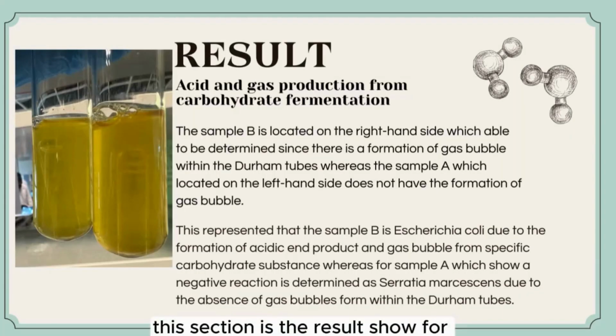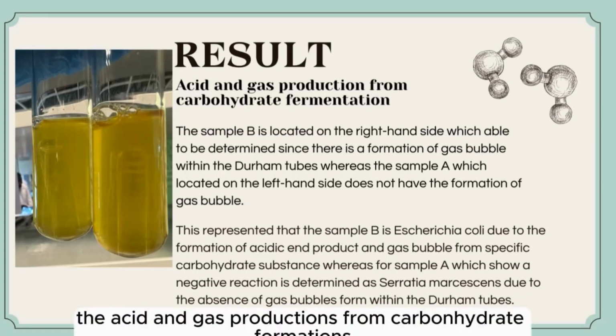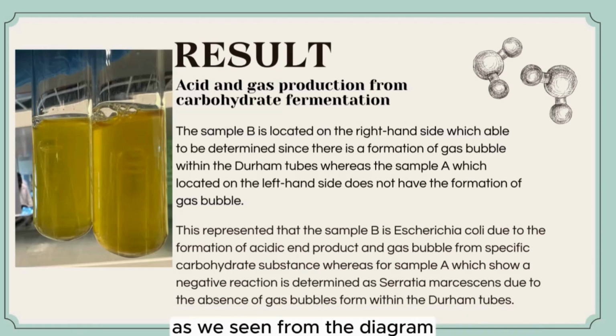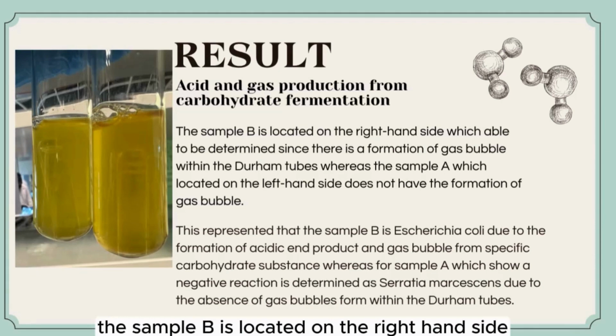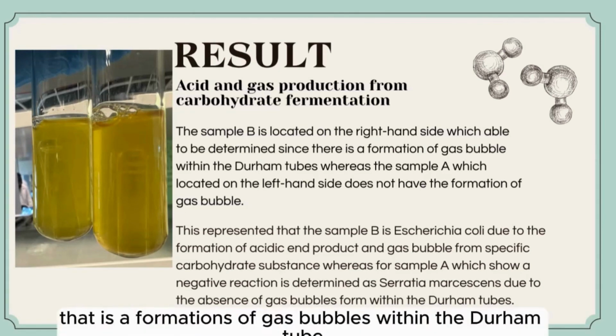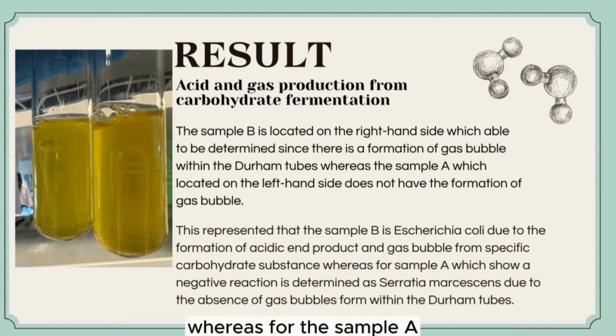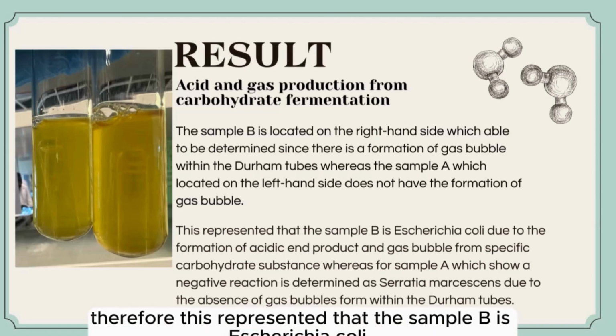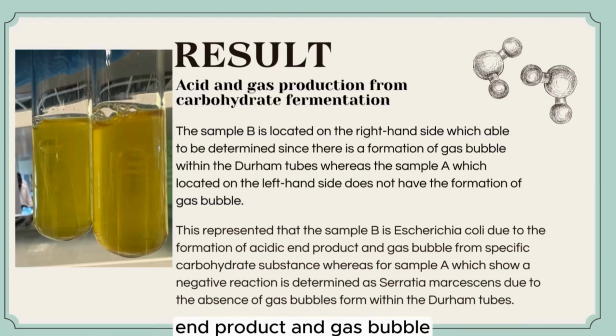This section is the result shown for acid and gas productions from carbohydrate fermentations. As we see from the diagram, sample B is located on the right-hand side, which we are able to determine since there is a formation of gas bubble within the Durham tube. Whereas sample A, which is located on the left-hand side, does not have the formation of gas bubble within the Durham tube. Therefore, this represents that sample B is Escherichia coli due to the formation of acidic end product and gas bubble from the specific carbohydrate substance.